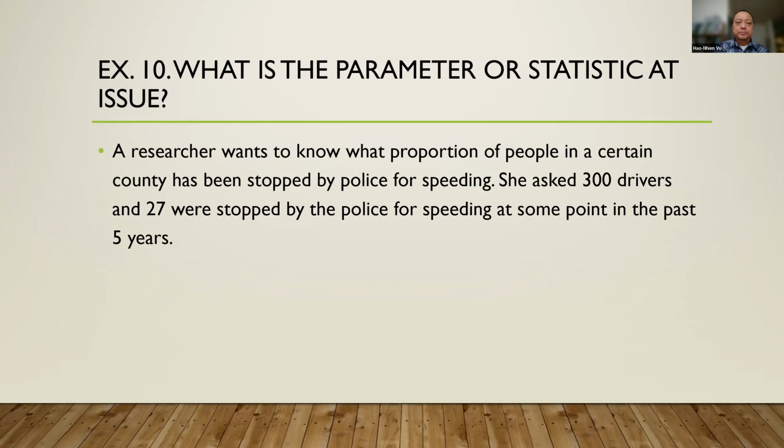Next example. A researcher wants to know what proportion of people in a certain county has been stopped by police for speeding. She asked 300 drivers, and 27 were stopped by the police for speeding at some point in the past 5 years. So you see here such an example that in the first sentence, there's something that the researcher wants to know. And then in the second sentence, there's something that the researcher did in terms of collecting data. Let's go ahead and do this one.